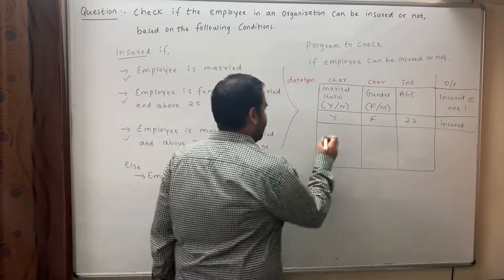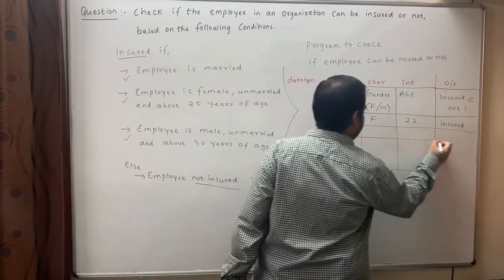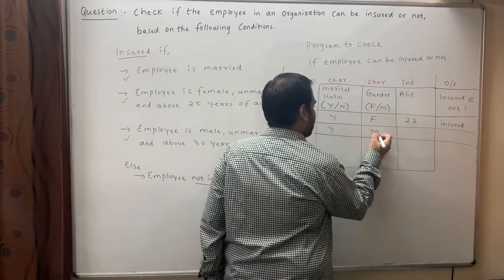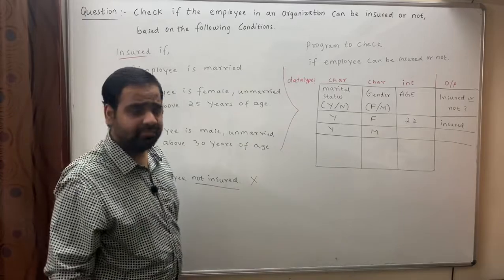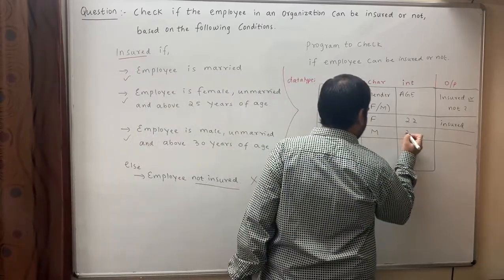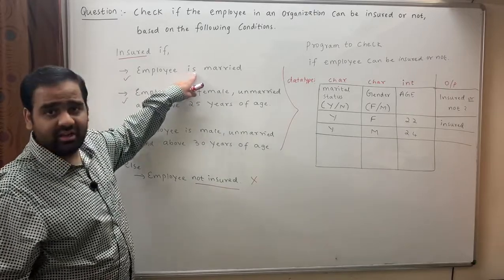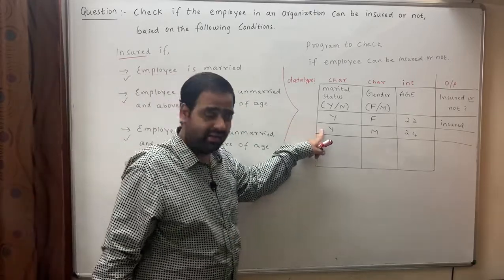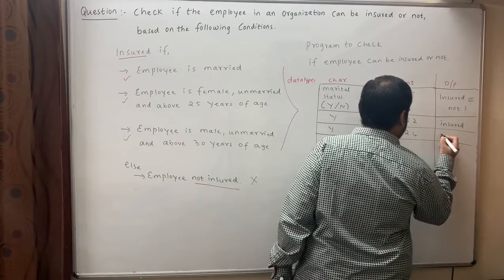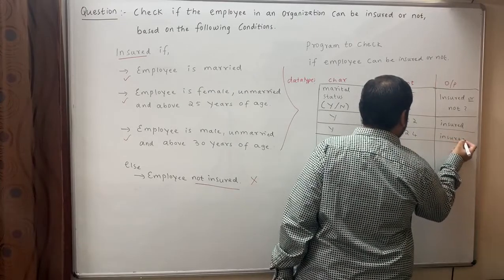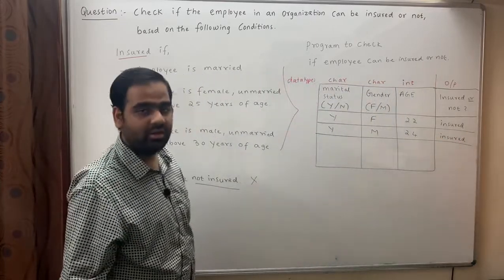Now, if I say marital status as Y again, yes, the employee is married, and I say gender is male, and let's say the age is 24. Irrespective of age and gender, if the employee is married, the employee should be insured. Therefore, I write here insured.